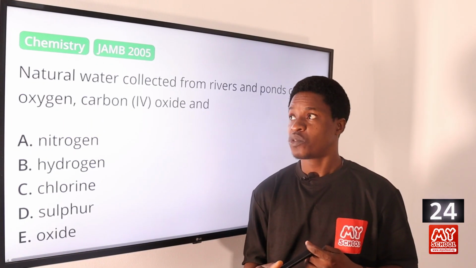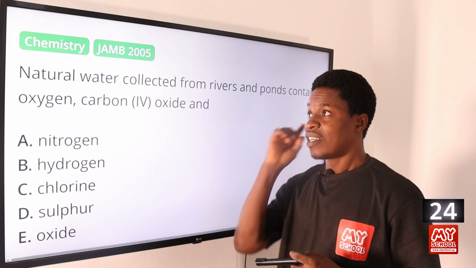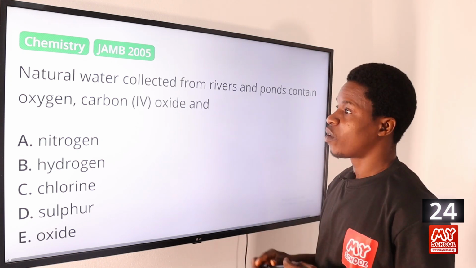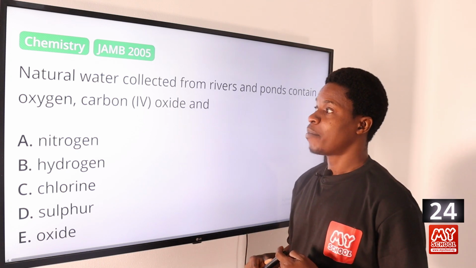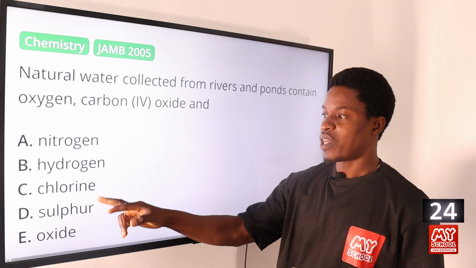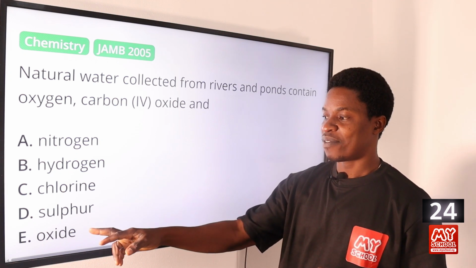Now we are proceeding to question number 24. Natural water collected from rivers and ponds contains oxygen, carbon dioxide, and what? We have nitrogen, hydrogen, chlorine, sulfur, and oxide.